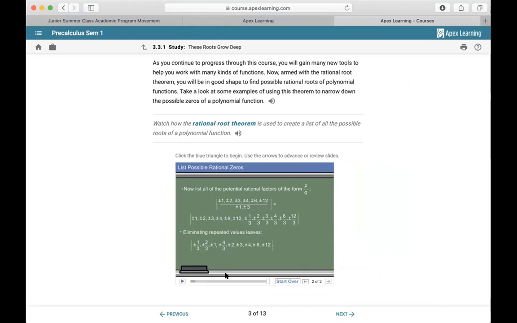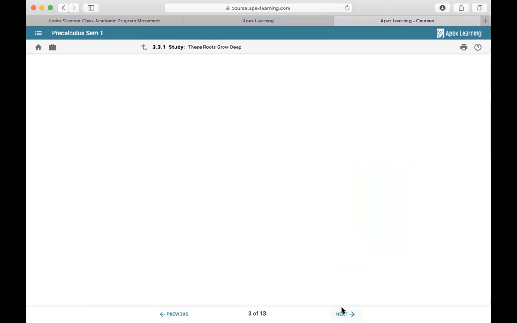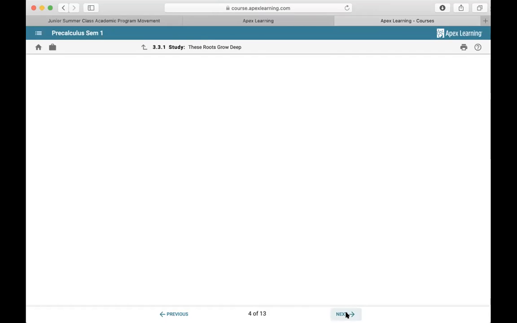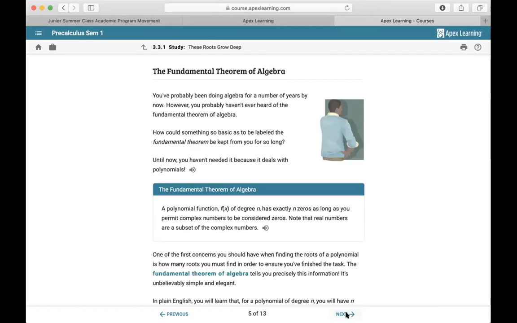And this, again, is a larger list, but sometimes when we do this, we can get down to a very, very small amount of numbers. And so then we work from possible to actual. We've narrowed our list, and so then what we do is narrow them even further. The next one here is the fundamental theorem of algebra.